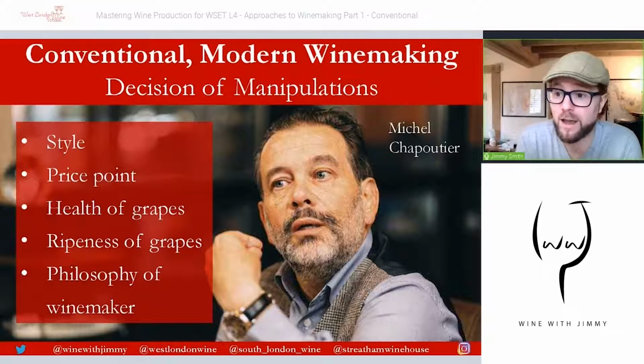But yes, that would come in to the decision and the philosophy of the winemaker at the bottom of the slide. So that is our quick look there at conventional and modern winemaking.